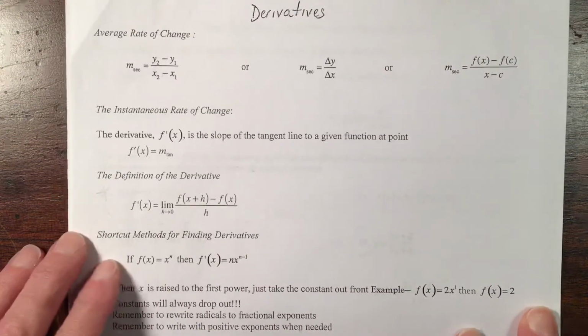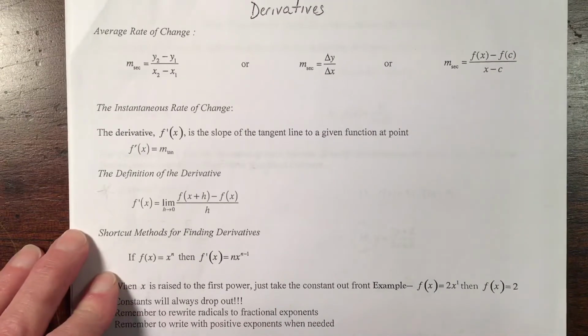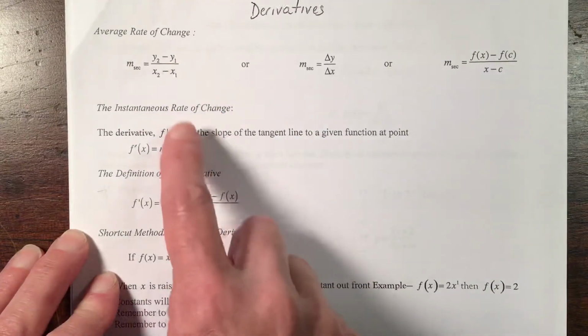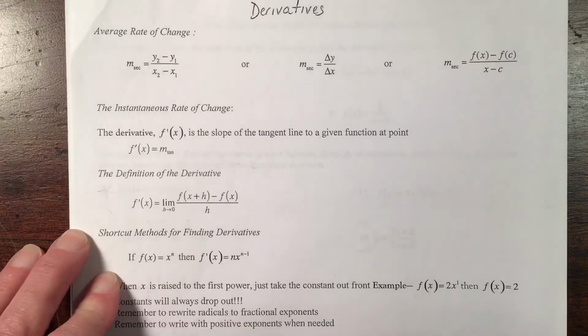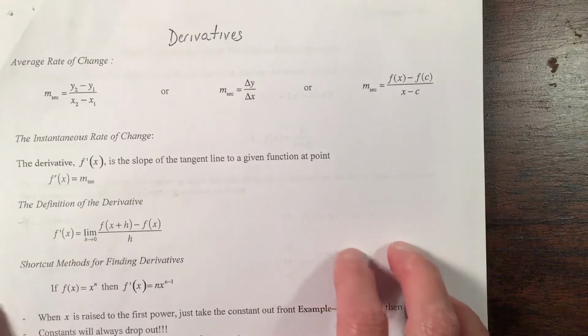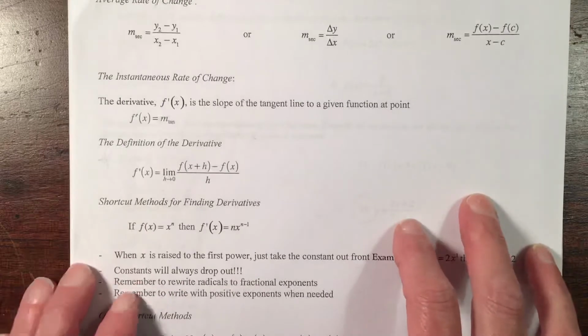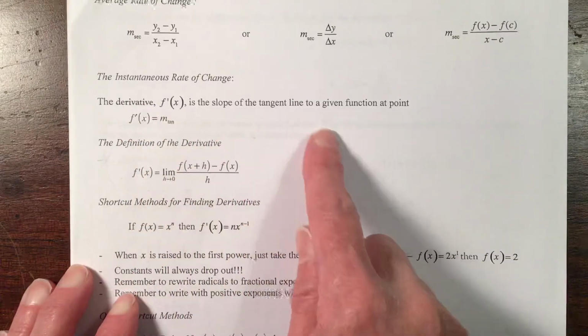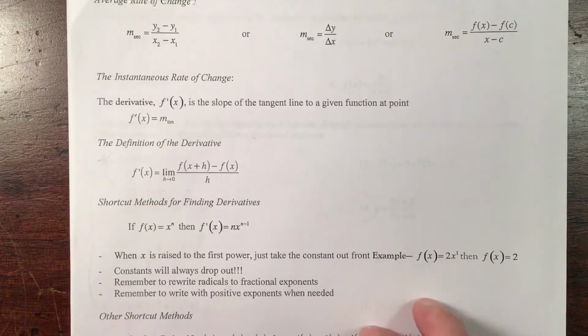Today we're going to be reviewing derivatives. When we started our unit on derivatives in the classroom, we started with the average rate of change versus the instantaneous rate of change. We said the average rate of change was the slope of a secant line, or f of x minus f of c over x minus c, where the instantaneous rate of change is the slope of the tangent line to a function at a given point.